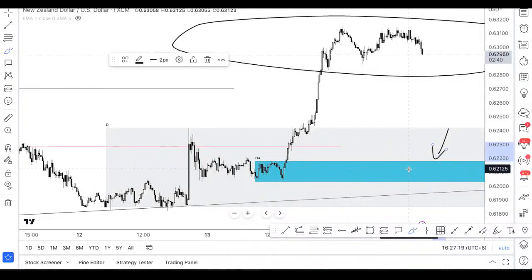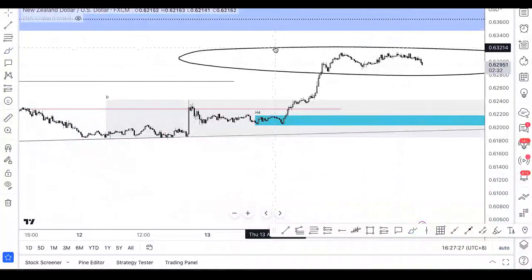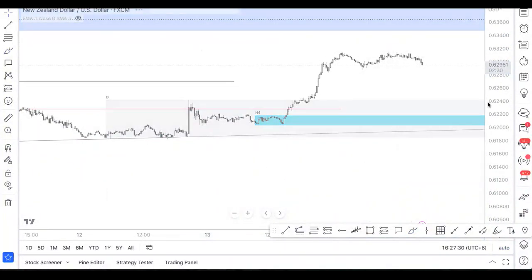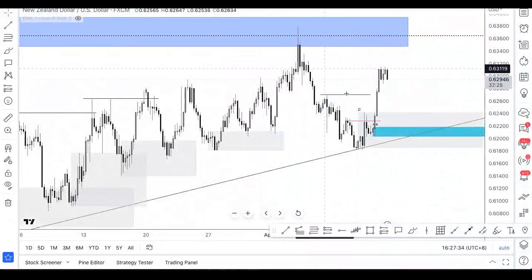How do we know whether this demand area is going to be respected? That happens when the change in structure comes in on the lower time frame. So this is the picture currently on the 15 minutes, but I'm going back to the 4 hours, because that's where we left off. On the 4 hours, you can see that prices are coming into a potential resistance area here.